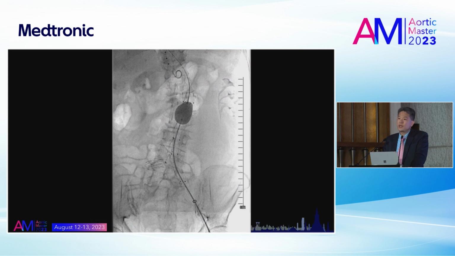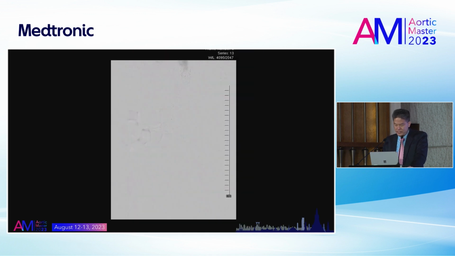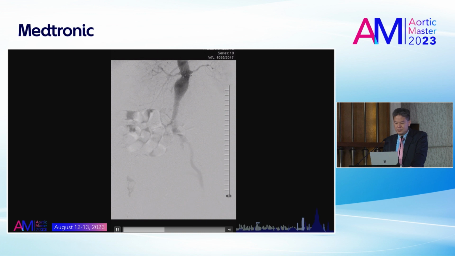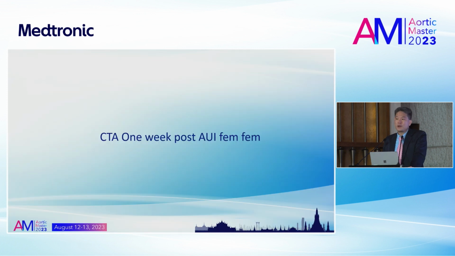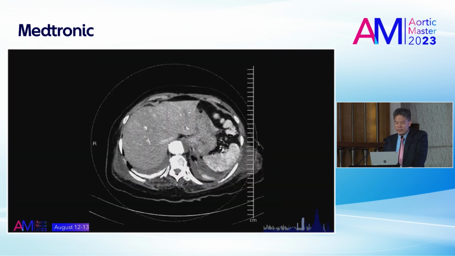After deploying the device, we touched up with the balloon at the neck and the overlapping parts to make sure there's no endoleak. And this is the final completion angiogram. You can see there's no endoleak there. The patient's vital signs were stable, and she was transferred to the ICU. One week after the AUI and fem-fem crossover, we did a CT scan. And you know the story, what's going to happen.